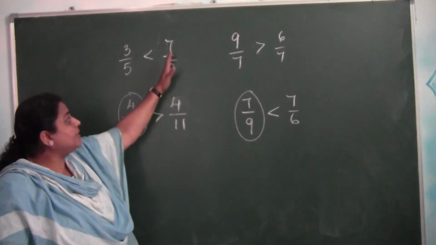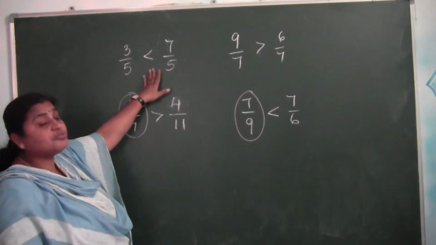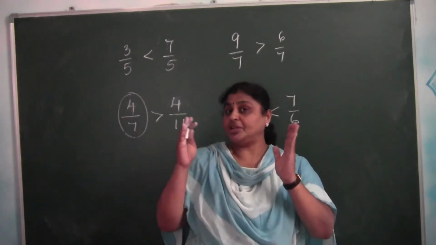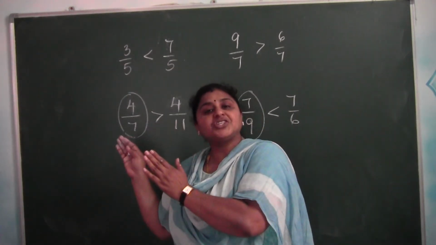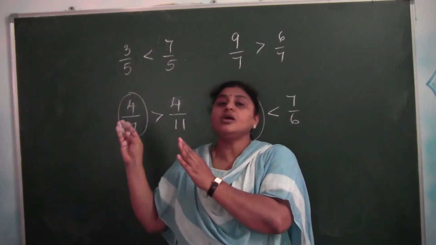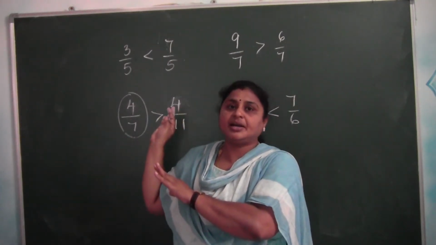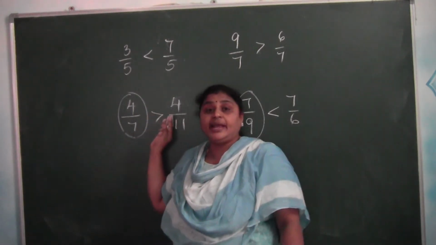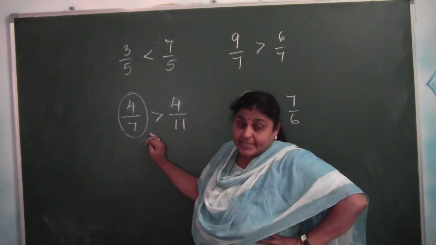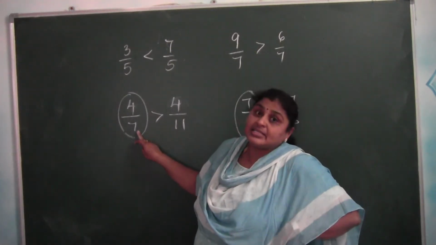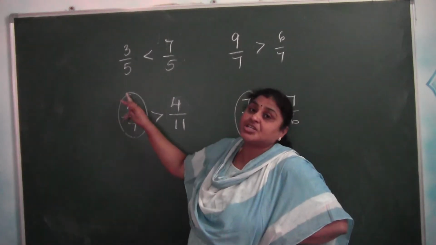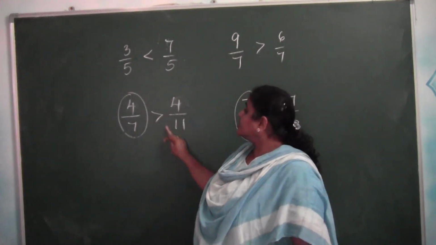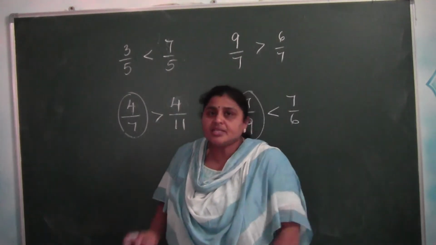Did you find the difference between here and here? Comparing like fractions is very easy for us. If denominators are the same and the numerator is less, that particular fraction is less. If the numerator is more, then that fraction is greater. But when numerators are the same and we are comparing the denominators, if the denominator is less, that particular fraction is greater. If the denominator is more than the other denominator, then this is the smaller fraction. That is the only difference.